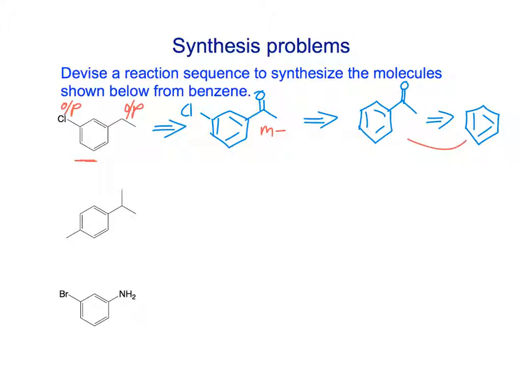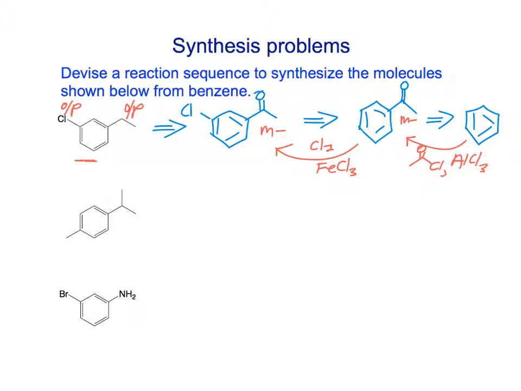Right, so the first reaction is the Friedel-Crafts acylation. Right, we just want to add an acetyl group there. So we use acetyl chloride and aluminum trichloride. All right, it's just a standard Friedel-Crafts. Then we want to add a chlorine, and because that acyl group is meta-directing, the chlorine will go to the meta position. So we just use chlorine and iron(III) chloride.